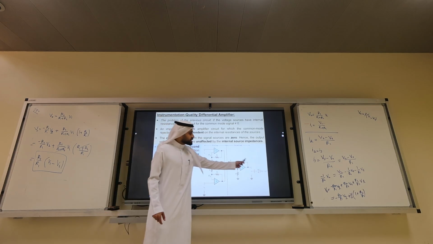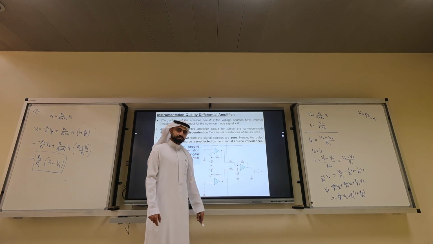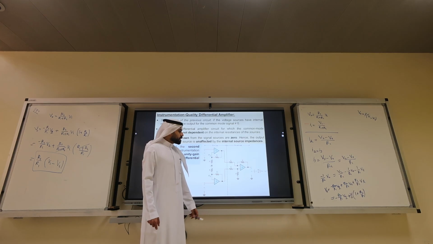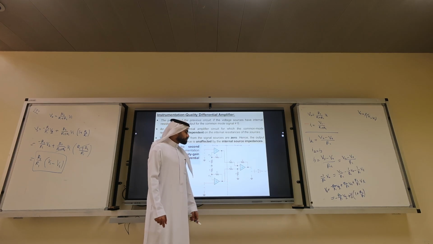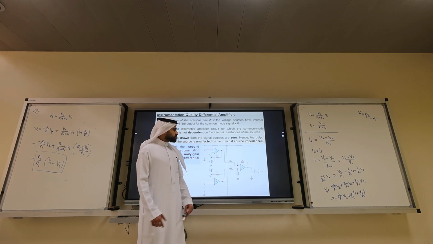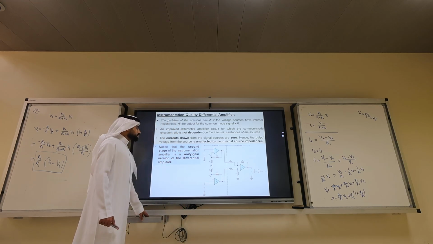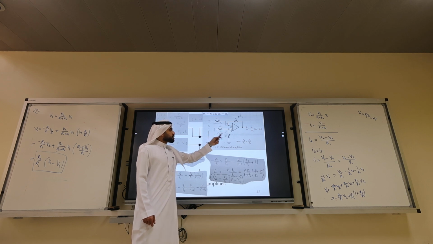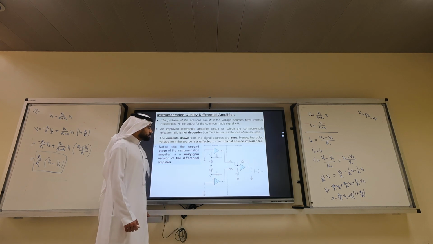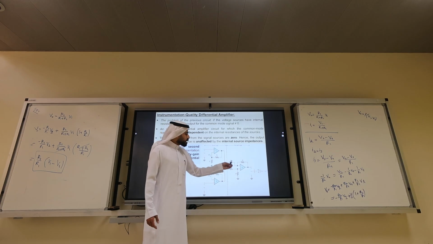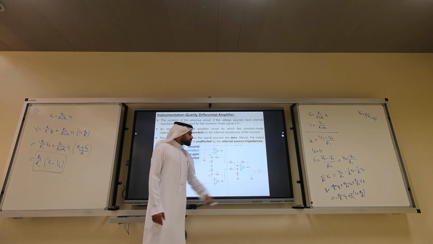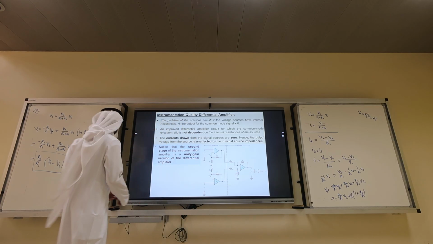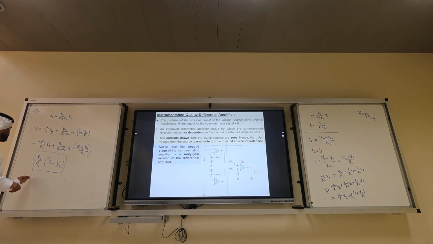So do you recognize this circuit? Yes, some. No, it's similar to this circuit, except we have R1 equal to R2 equal to R3 equal to R4. Right? So what's the output here? The output here will be R over R times V1 minus V2.